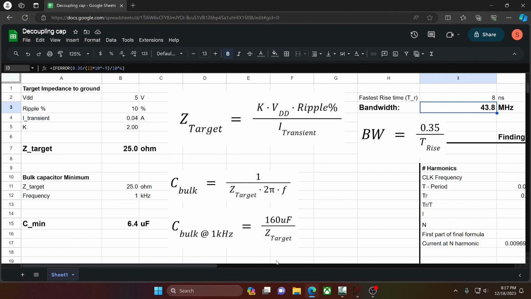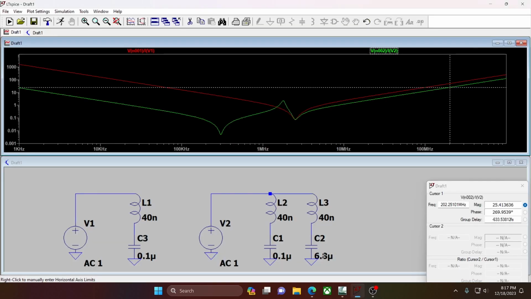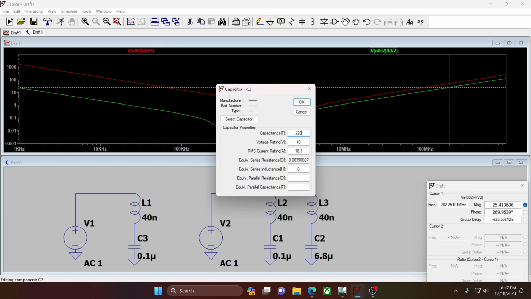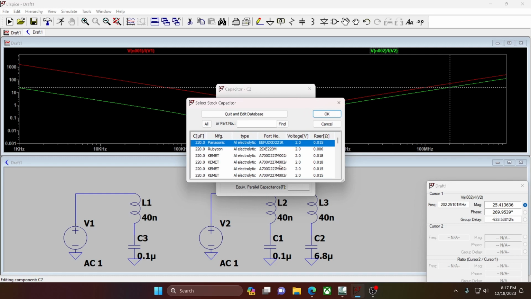Oh, one other thing. Let's go back here. One thing I didn't think about. Actually, no, I'm not going to delete anything. Sometimes a lot of what people do is you need a bulk capacitor and it needs to be huge.